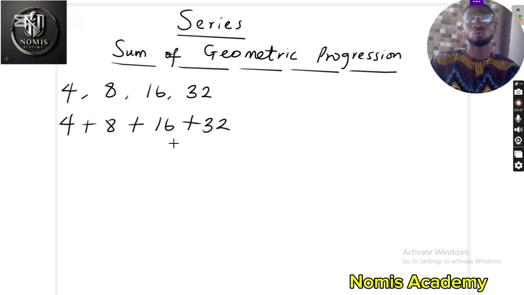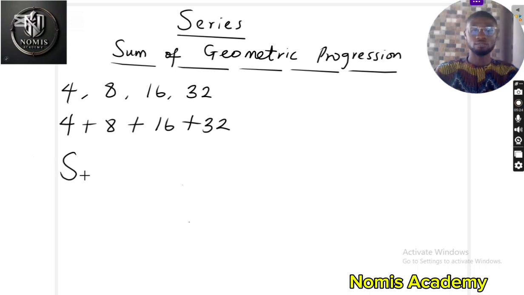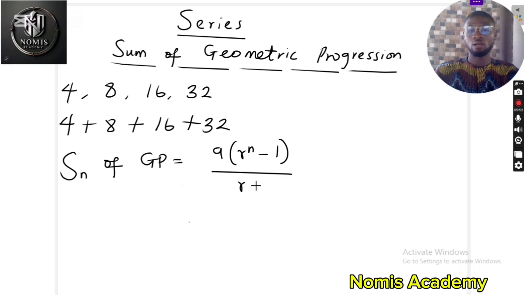But how do we get to know it if we're asked to find the sum of the geometric progression to the 10th term, or to the 50th term, or to the 100th term? So how am I supposed to do that? So there is a formula for it. So we say the sum of terms of GP is equal to A, open bracket, R raised to the power of n minus 1, close bracket, all over R minus 1.